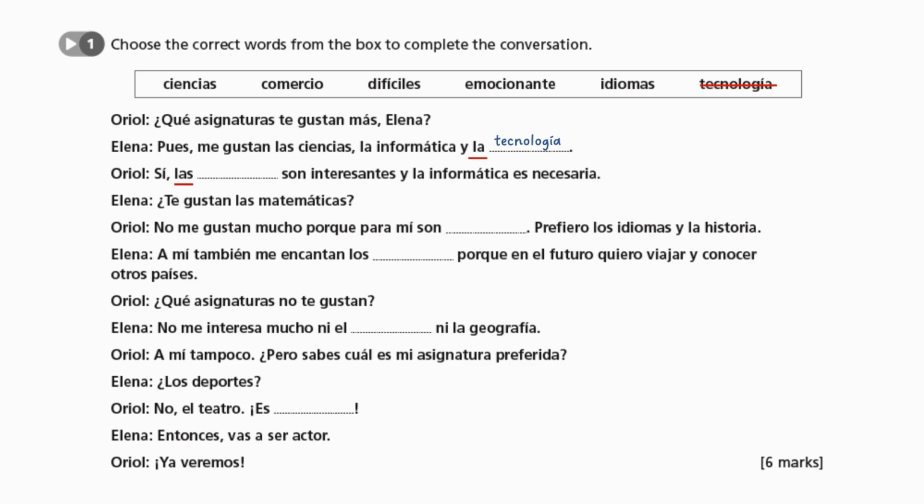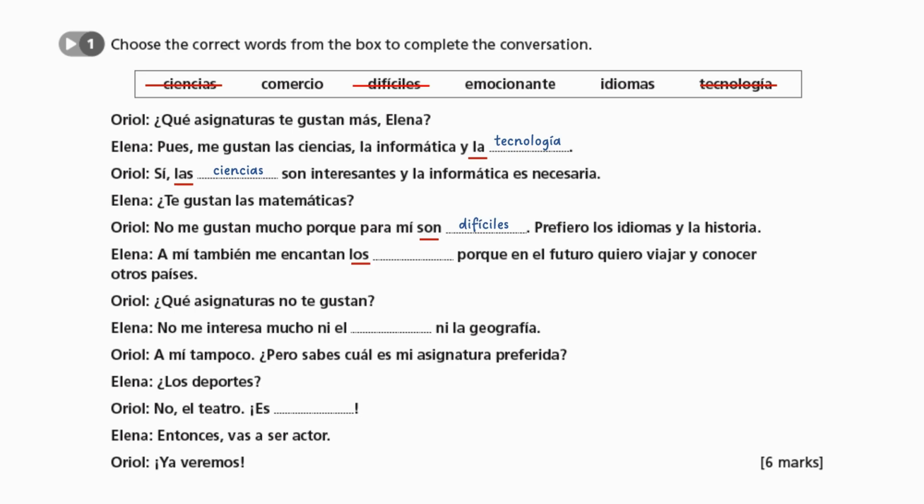Our second gap is preceded by the word las, which indicates a feminine plural subject. If we look at our list at the top, there's only one option which would fit there, ciencias, which means science. So that's going in there, and I'm also going to get rid of it. For our next gap, we're not looking for a noun, we're looking for an adjective, and the word son indicates that it's a plural adjective. From our list at the top, there's only one plural adjective, which is difíciles. That means difficult. I'm going to pop that in the gap and get rid of it from the list.